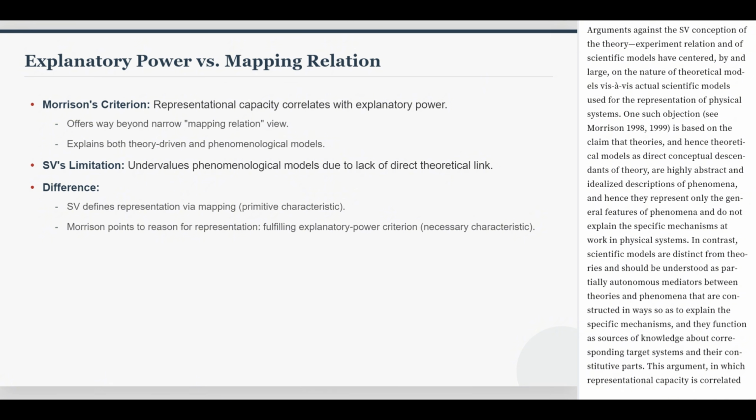The SV struggles here because it tends to downplay the representational value of phenomenological models precisely because they don't fit neatly into the theoretical model structure. Morrison's approach flips this. Instead of defining representation as a primitive property based on structure, she asks why a model is representational. Her answer is, because it has explanatory power. This becomes a necessary condition for being a representational model. It's not just about the structure, it's about the function of explaining the phenomena.